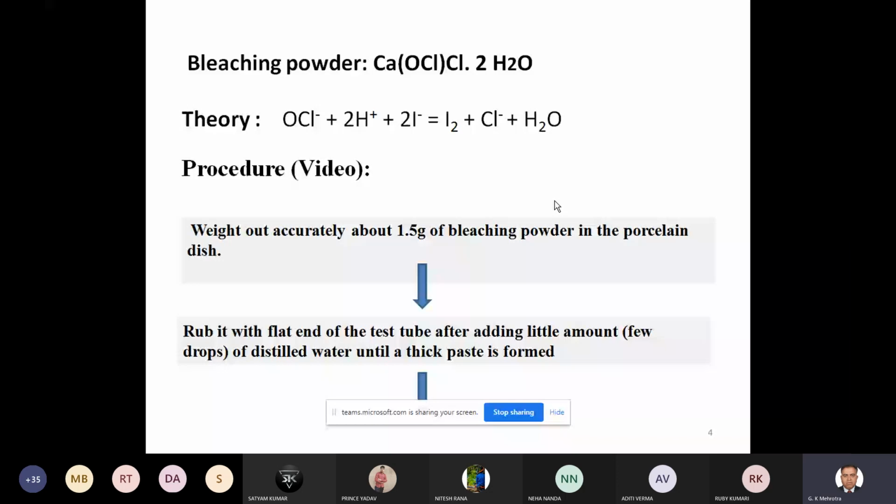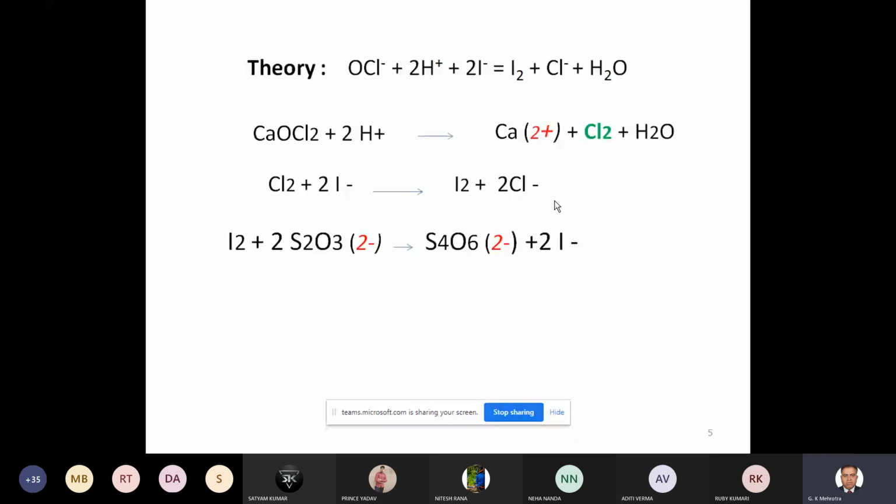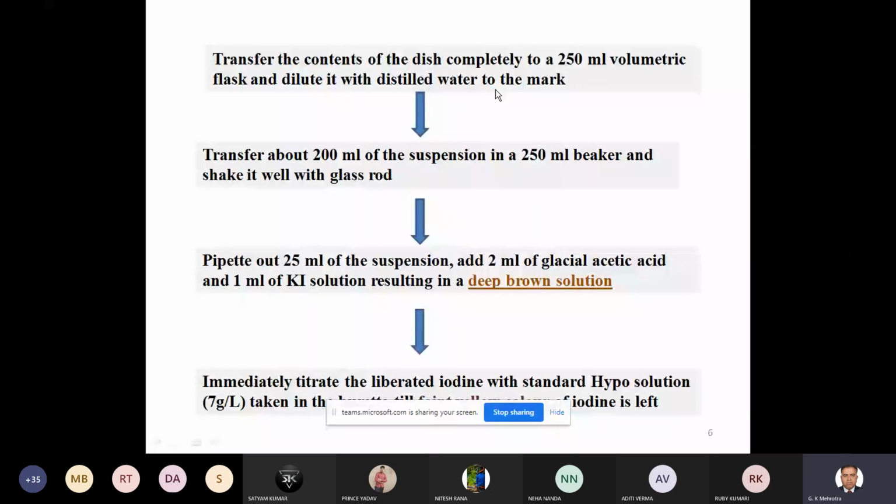Now transfer the contents of the dish to a 250 ml volumetric flask, and then transfer about 200 ml of the suspension in a 250 ml flask. It is not a standard solution, of course, but here, as far as possible, the amount 1.5 gram should be exactly weighed, because we cannot take a third reading after transferring.